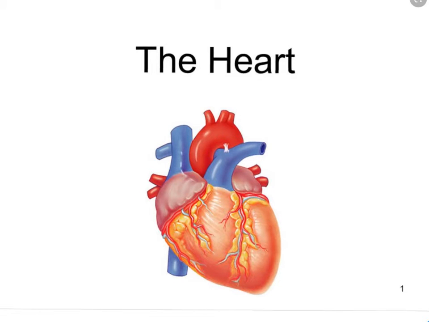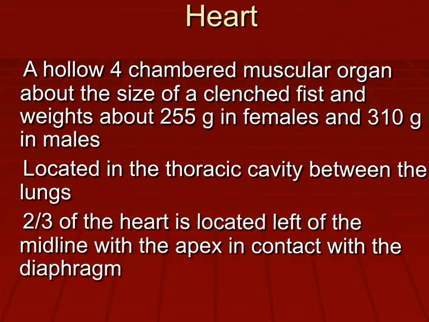So we are going to continue with our lecture covering the heart. The heart is a four-chambered organ. It's about the size of your fist. It's located in the thoracic cavity between the lungs. It's located about 2/3 of the way to the left. That has to do with the way that the main blood vessels, the vena cava and the aorta, branch off of it.